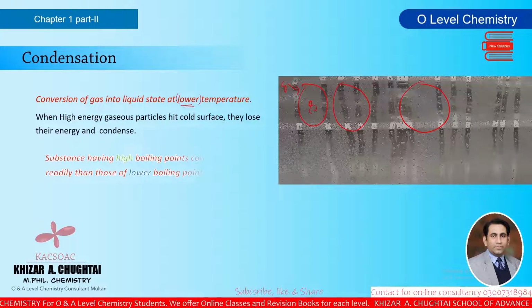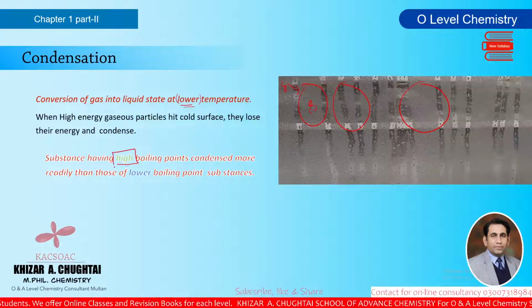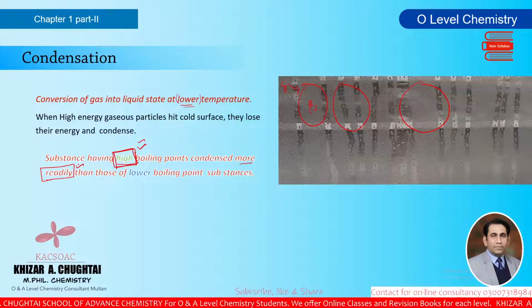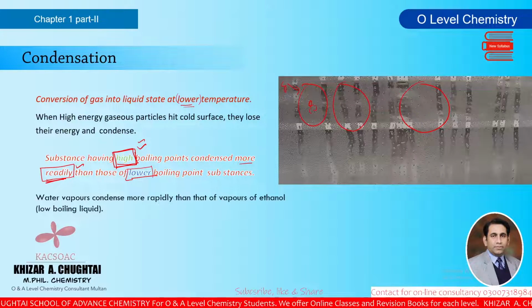The main point that you have to remember is that substances having a high boiling point condense more easily, more readily, more rapidly. When they are allowed to cool down, they condense more readily as compared to those having a lower boiling point. For example, water vapors condense more rapidly than the vapors of ethanol.